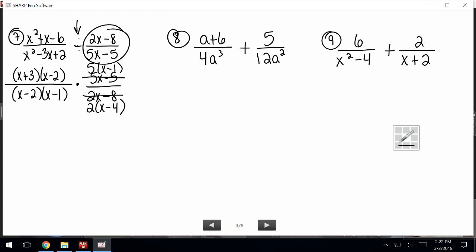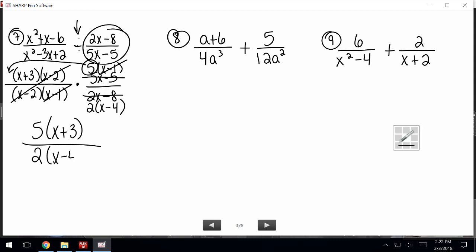All right, let's see what we have. The x minus 2's cancel. The x minus 1's cancel. And then we want to put that 5 in the front. So it'd be 5x plus 3 over 2x minus 4. And you could leave it like that. Or you could distribute if you wanted to distribute. And if I asked you for a restriction, it would be x equals 4.